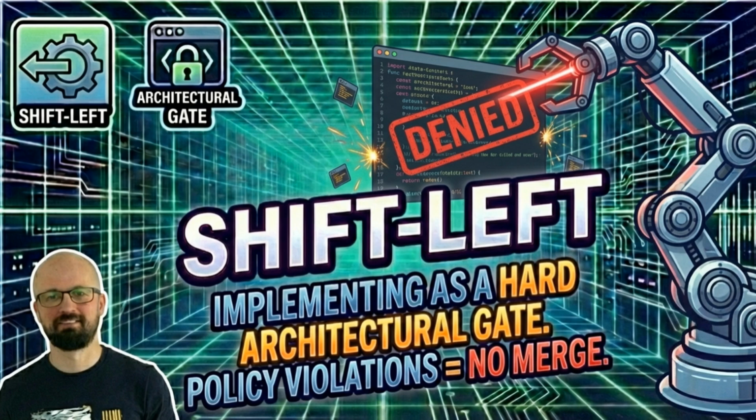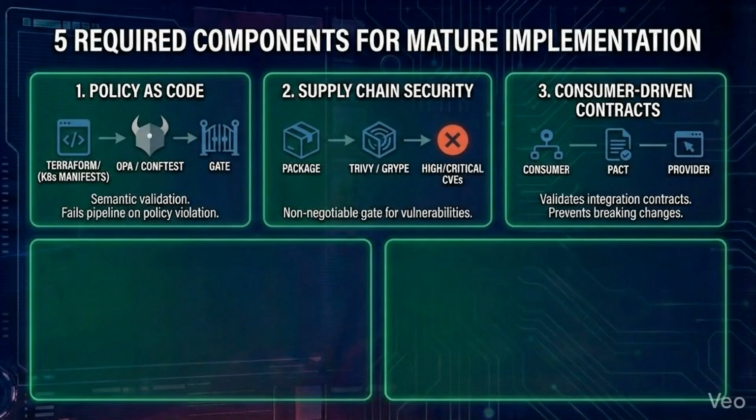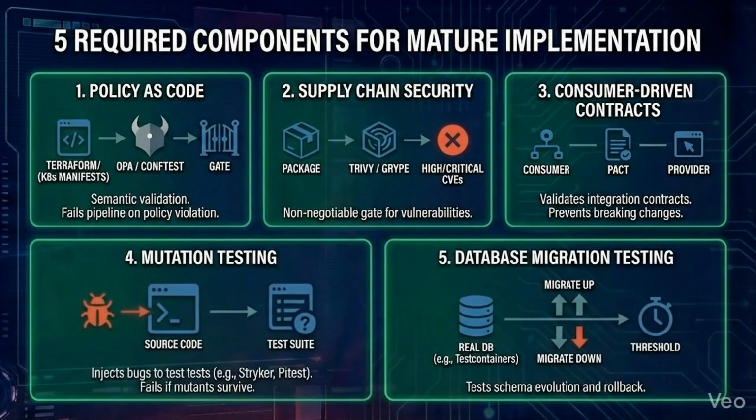Shift left. If you hear that buzzword and immediately roll your eyes, then you are in the right place. Welcome to QA Ops. Today, we are not going to talk about testing earlier. Every junior developer knows that. Today, we discuss how to implement shift left as a hard architectural gate. If a pull request violates a policy, it does not merge. Period. Let's break down the 6 required components for a mature implementation.